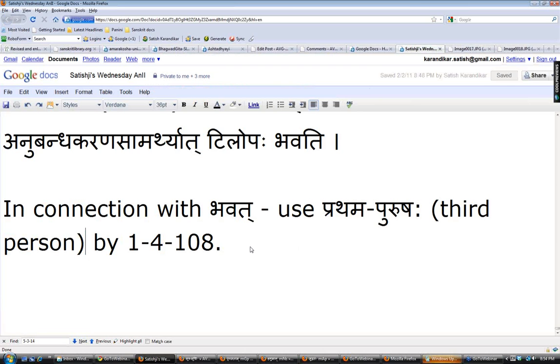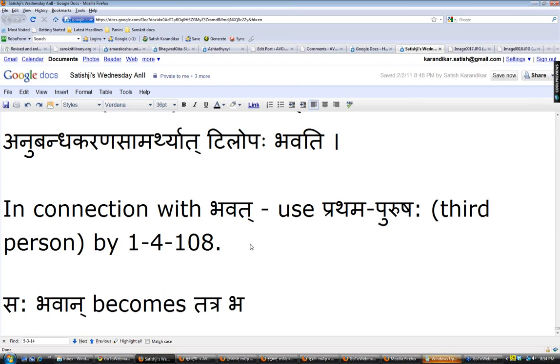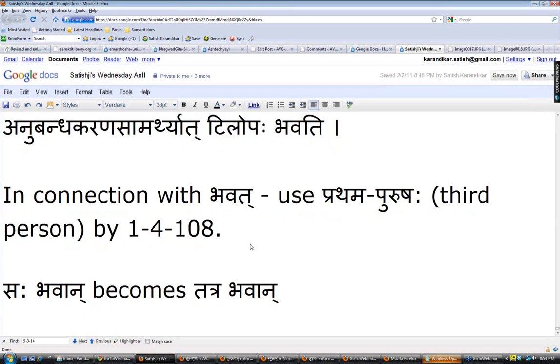It's 5.3.14. We're running out of time now. So Saha Bhavan is referred to as, becomes, Tatra Bhavan. Now, Tatra Bhavan, and so also after Etad.